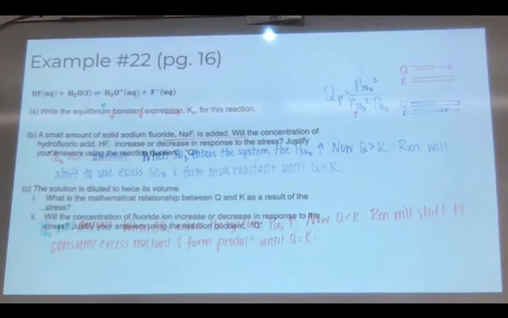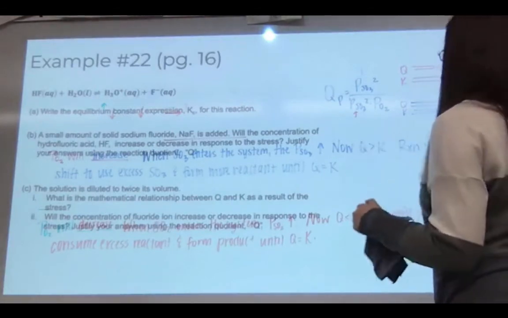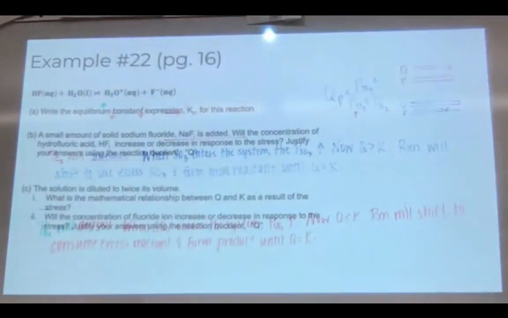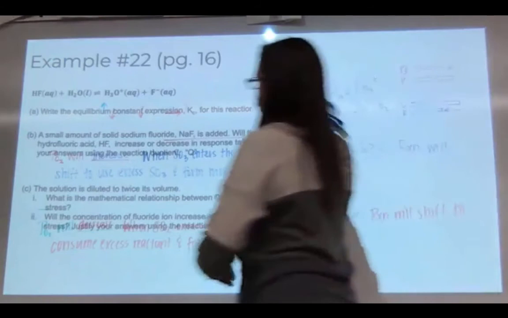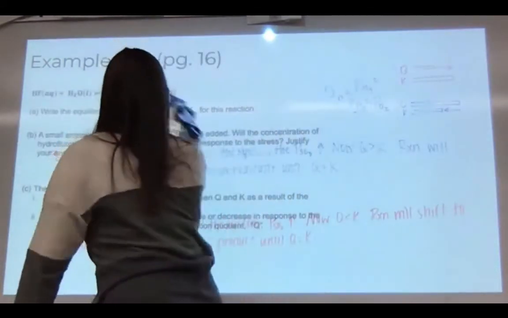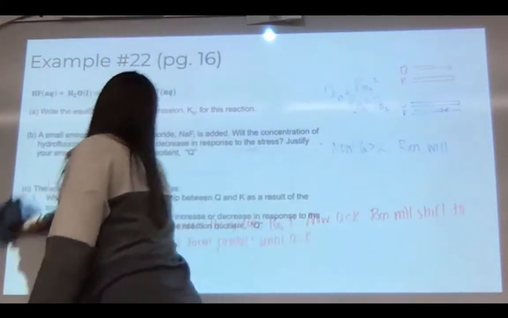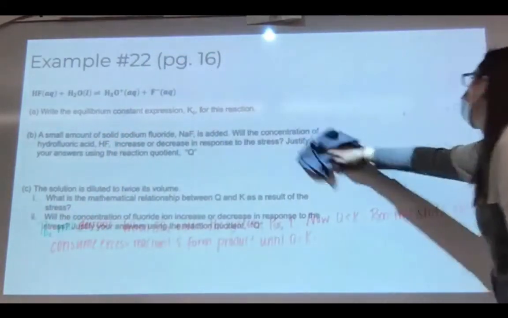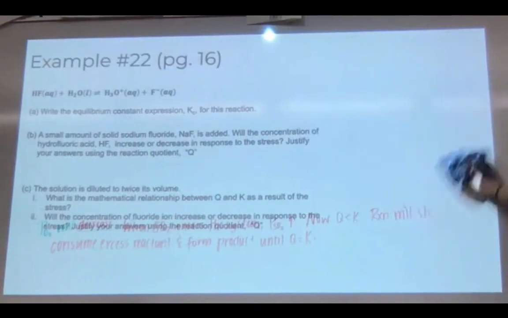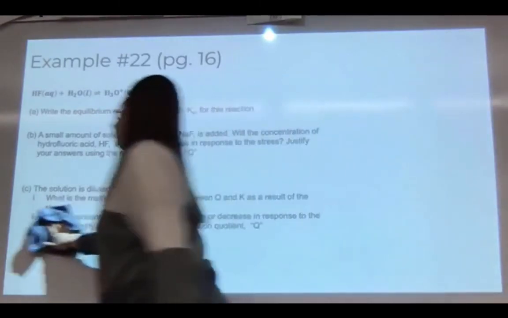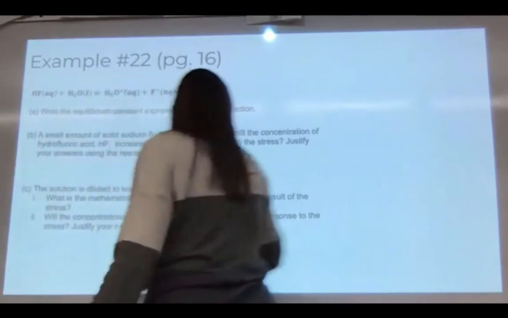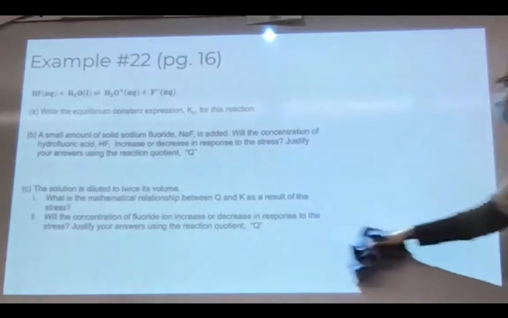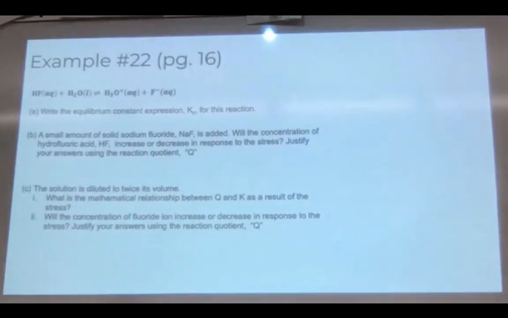So the last example is example 22. And they give us a reaction up at the top. And the first thing it says to do, part A, write the equilibrium constant expression Kc. So go ahead and write the equilibrium constant expression. You can answer part A. Pay attention to states of matter. But write the equilibrium constant expression, Kc.